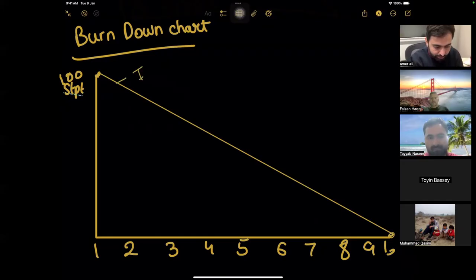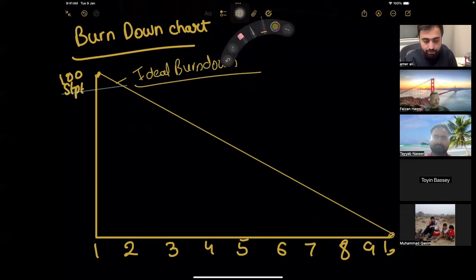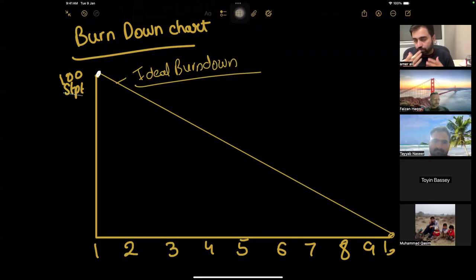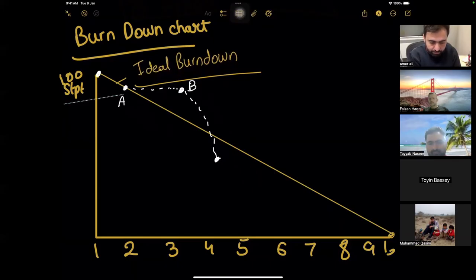That is your ideal burn down. You can say planned or ideal, whatever word you like. Now, on day zero or day one, we are on schedule. We did not start it. On day two, let's say you are here. On day three, let's say you are here. On day four, let's say you are here. This is point A, this is point B, this is point C.